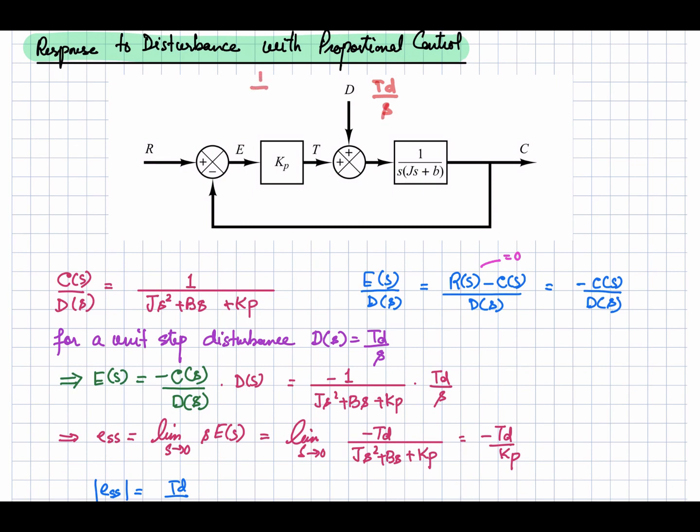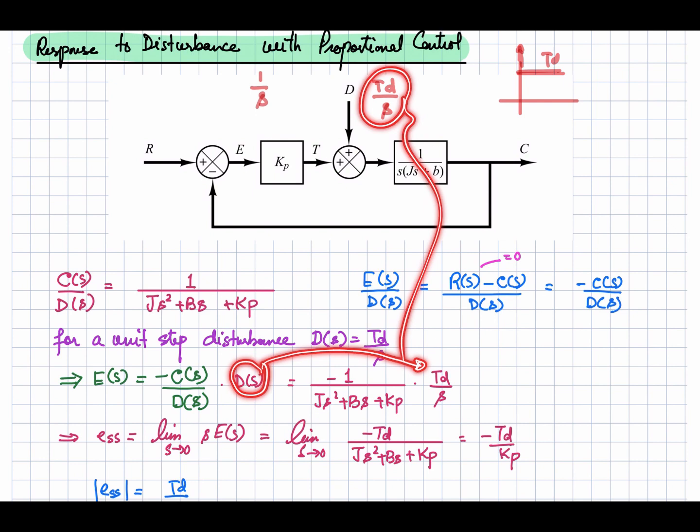For unit step input it will be 1 by S, but for a level TD disturbance, let's suppose that this is TD, so it will be TD by S. Okay, so from this equation I can write that E of S is equal to minus CFS by DFS into DS. So taking it from here, I can write minus 1 over this part, and the DFS is this TDS, that is the disturbance.